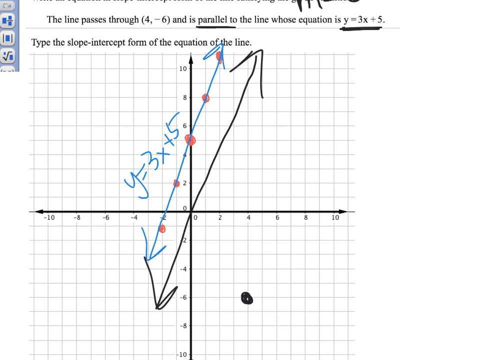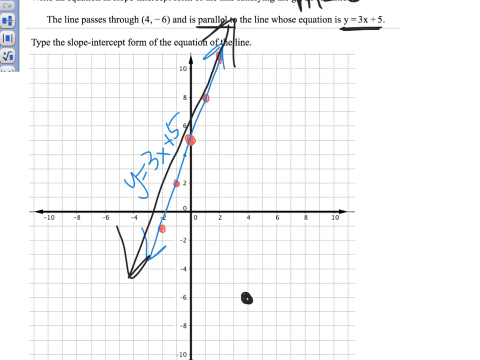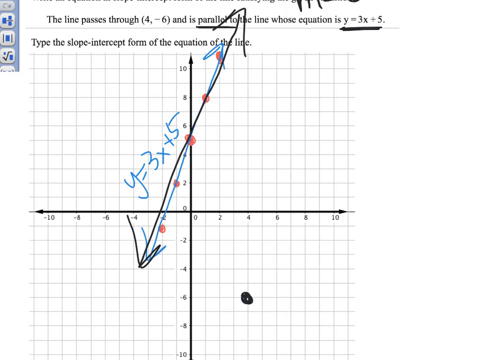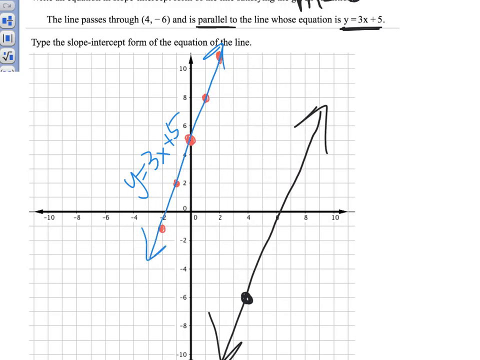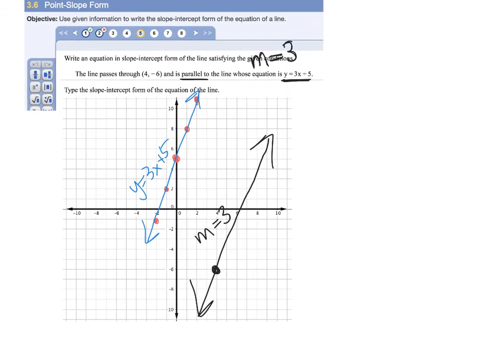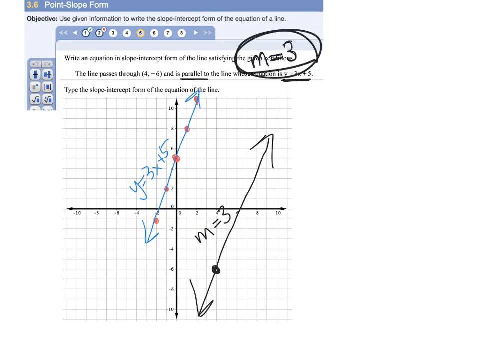All right, and then I'll move it. So we know that the line that we're looking for is going to have the exact same slope as the blue line, which means this slope has to be 3 because they have the same slope. Now we have the two pieces of information we need: the slope, which is 3, and a point.